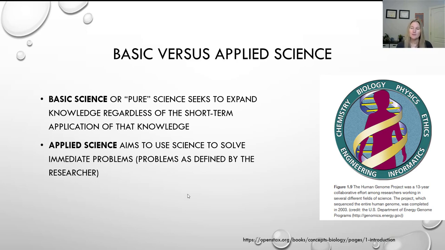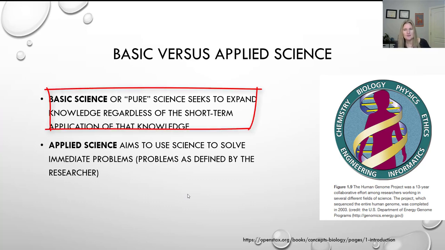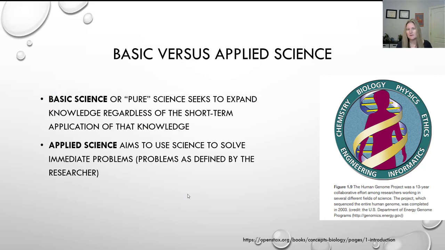So now that we have an understanding of science and the scientific method, and we know what life sciences are versus physical science, and we know what natural sciences are, let's go back and look at science in general. When we look at science, we can look at it as basic science or as applied science. The difference between the two is that basic science, also known as pure science, is where a scientist is just trying to expand knowledge regardless of any application it might have for the future.